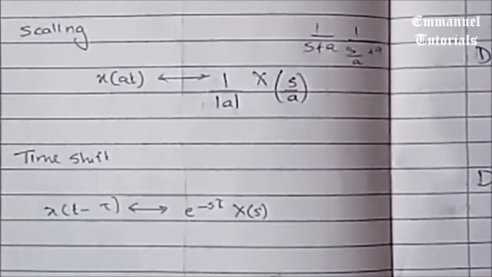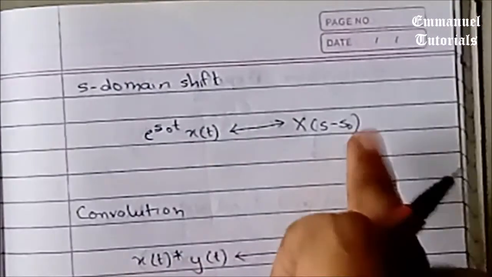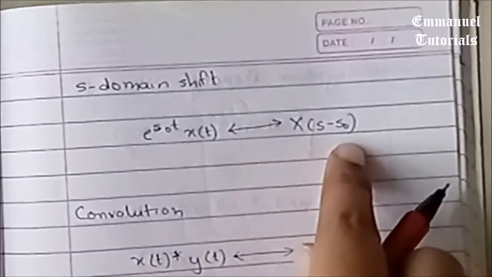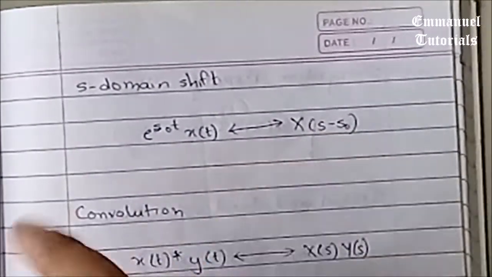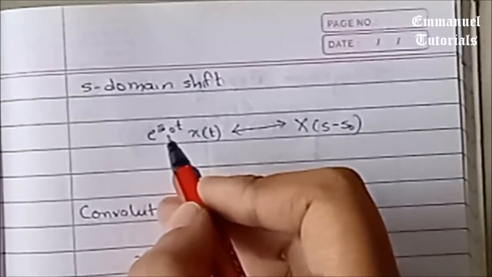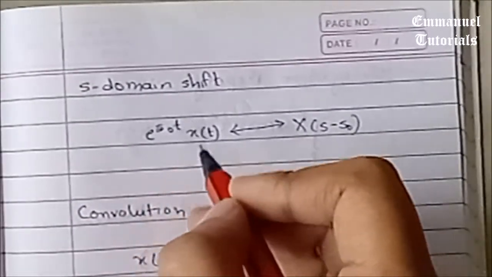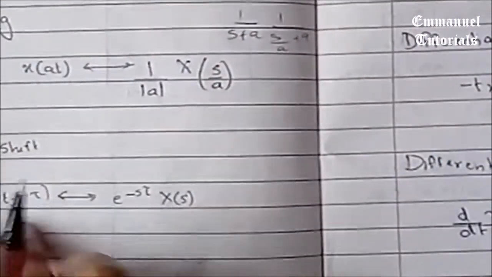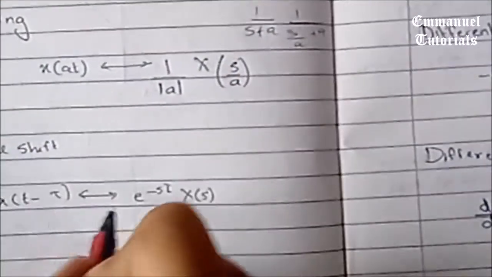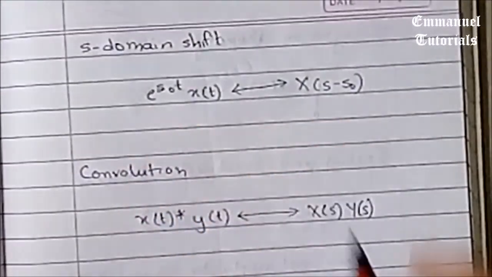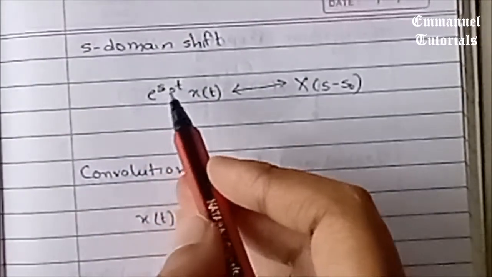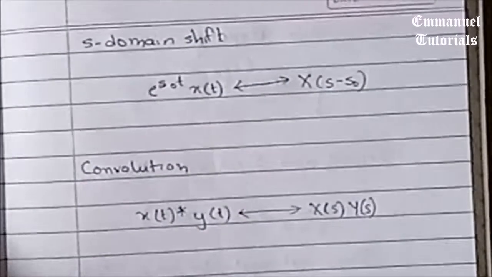Now next is s domain shift. What will happen if you shift the Laplace transform in the s domain by a value of s naught? You will get e raised to s naught t exponential in the time domain. The difference is that if you are delaying the signal, it will be minus s tau in the exponential power, and in the s domain if you are shifting the signal, it will be e raised to plus s naught t.